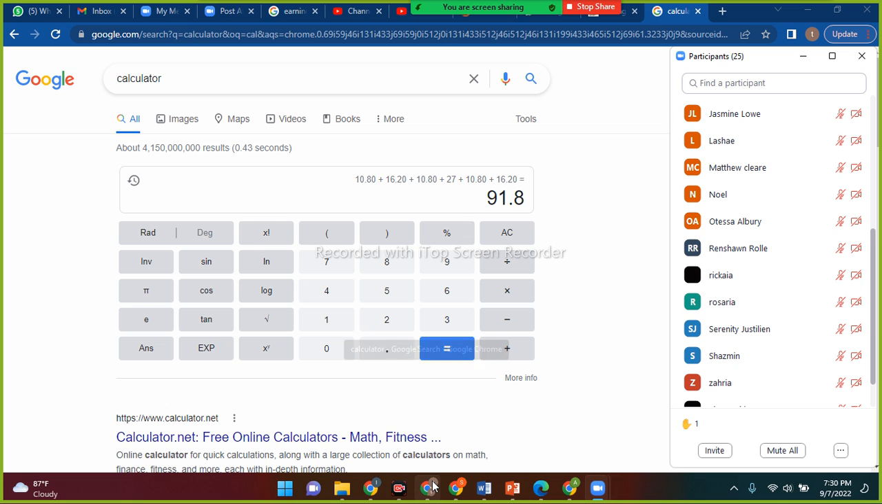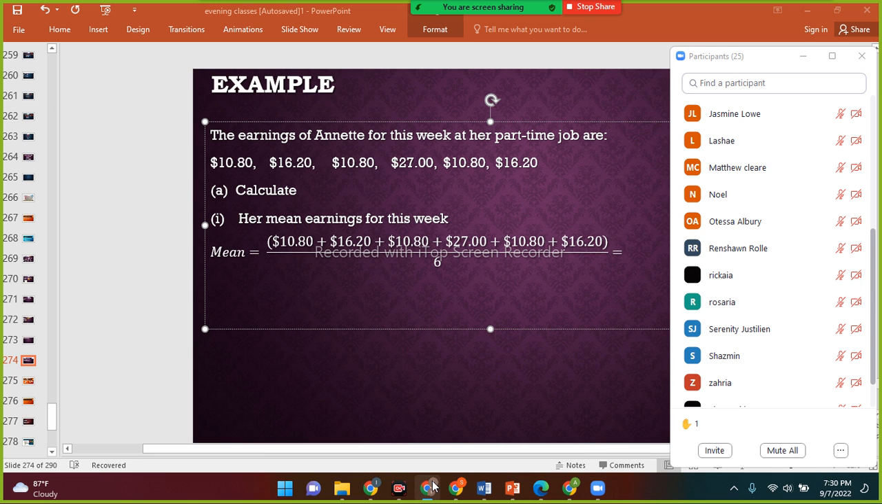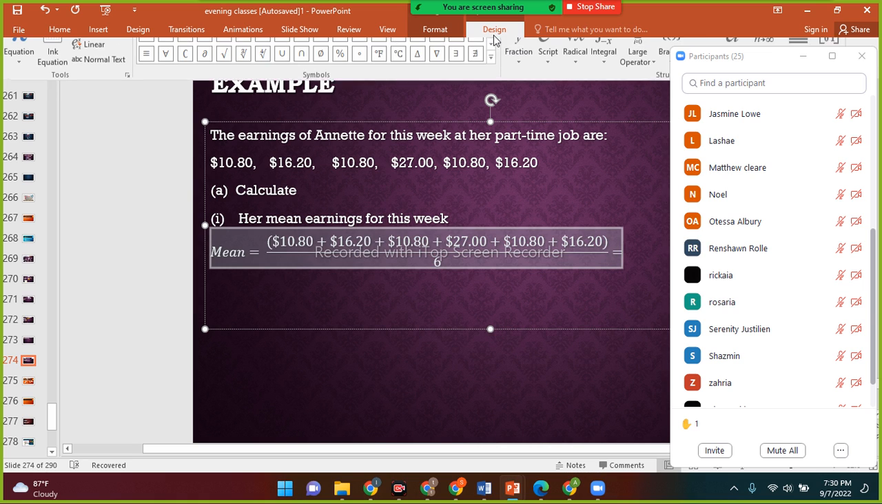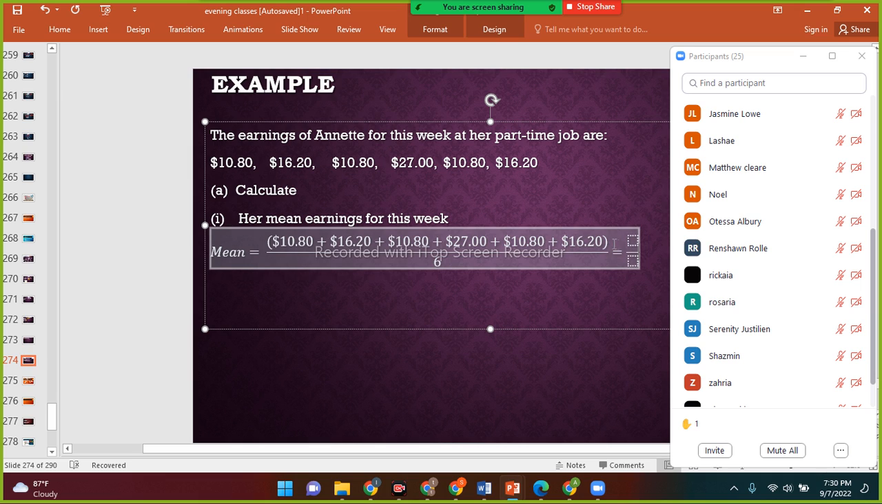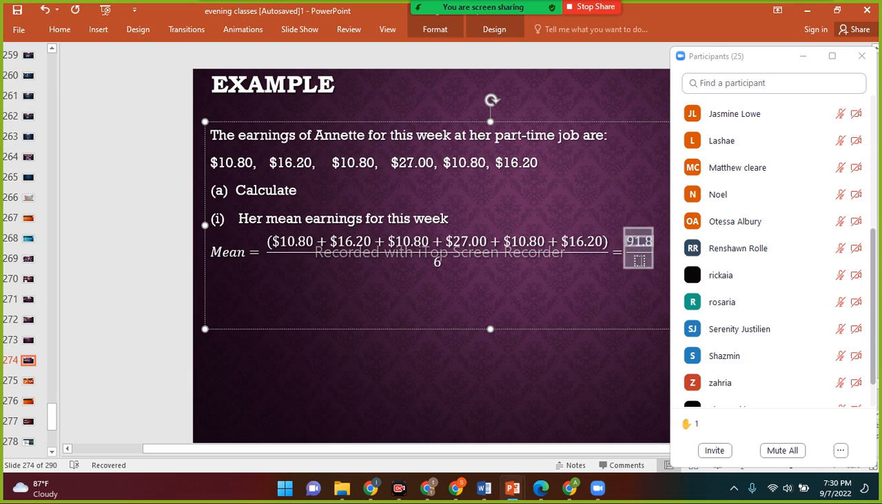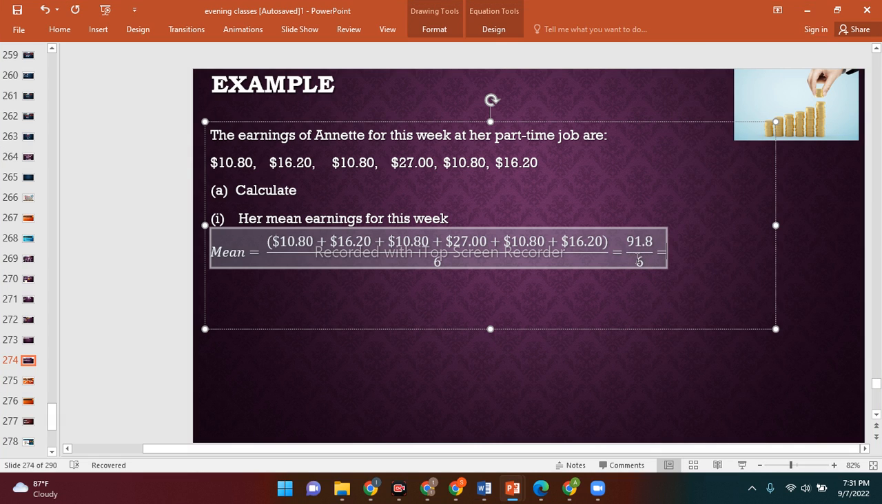So let's put that inside this. 91.8 is the answer, and we're going to divide that by 6. This fraction bar means divide. So just remember that. This fraction bar means divide. So 91.8 divided by 6.